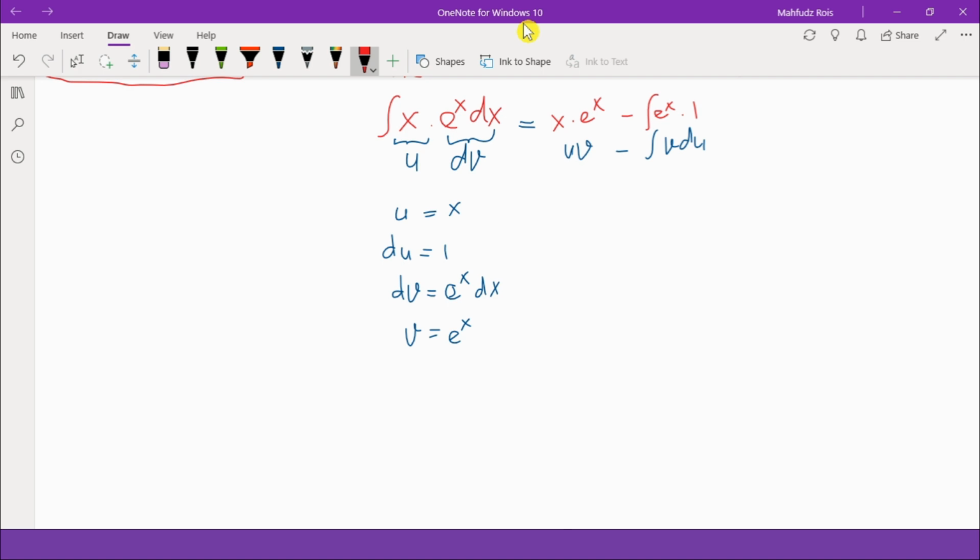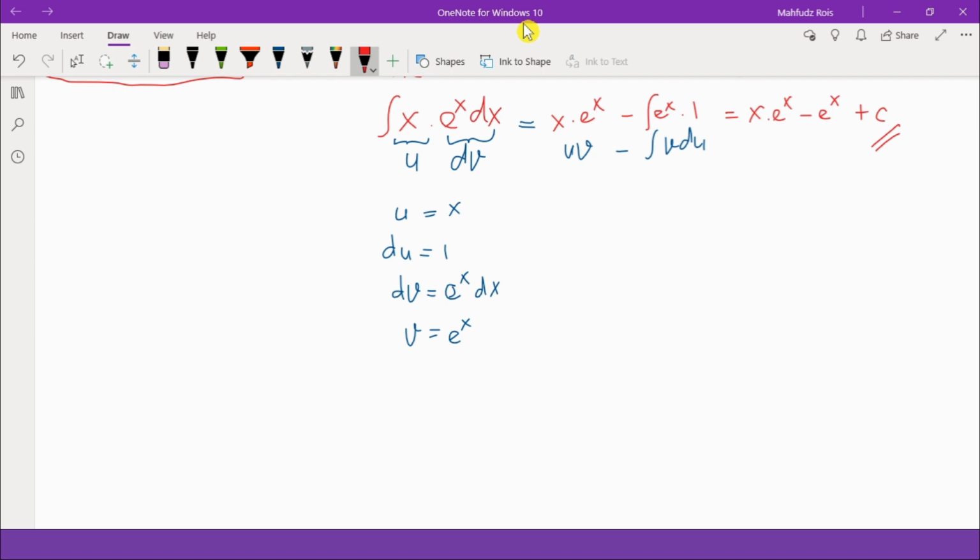So if we continue, it will be like this: x times e to the x, minus the integral of e to the x, which of course is still e to the x, plus c. So this is the integration of x times e to the x dx.